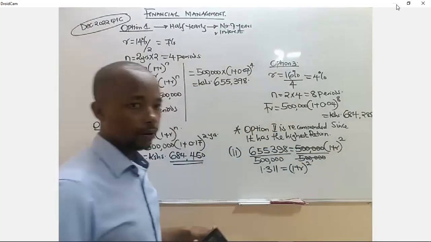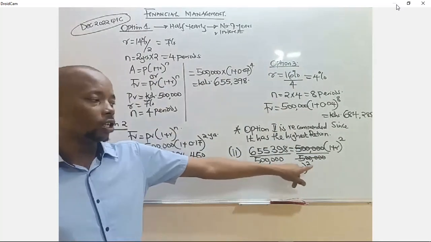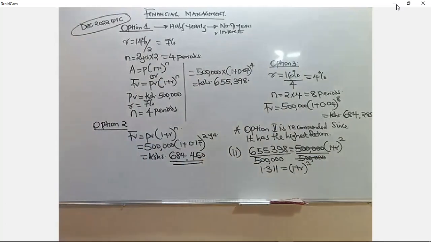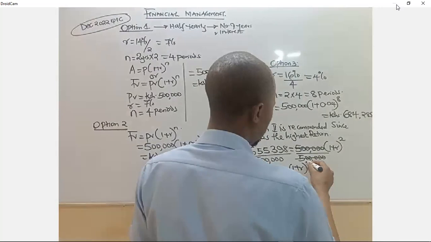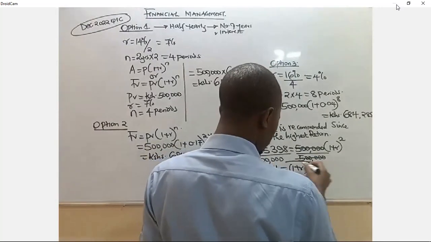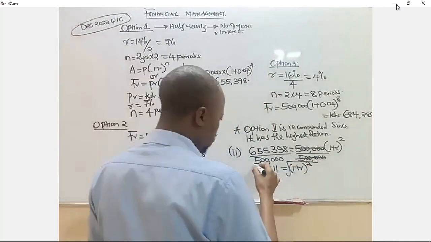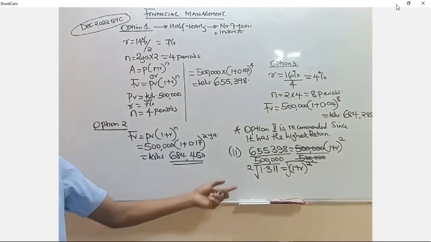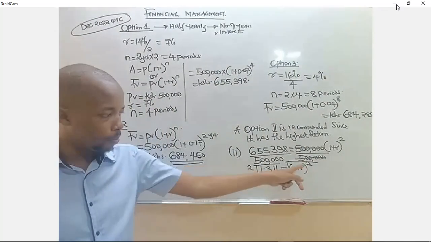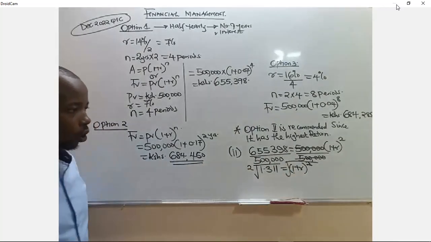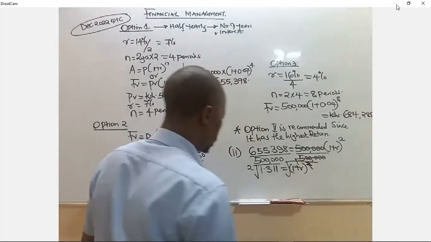You ask yourself, here I want the rate, and already I have power 2. How can I remove that power 2? We say use the root. So we can remove this with the roots. Removing the power here must also affect the other side. So this power and that one goes.